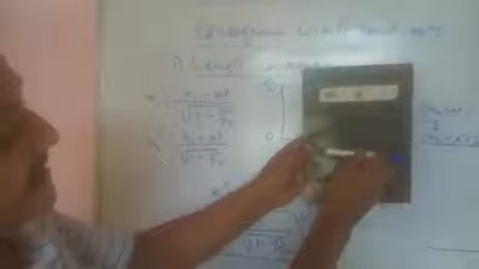Suppose this is our frame S dash, and the length L dash is here. This length is moving along with the frame. That means with respect to frame S dash, the length is stationary.